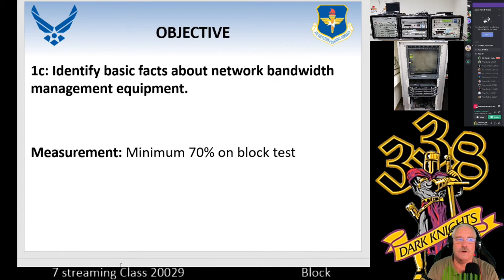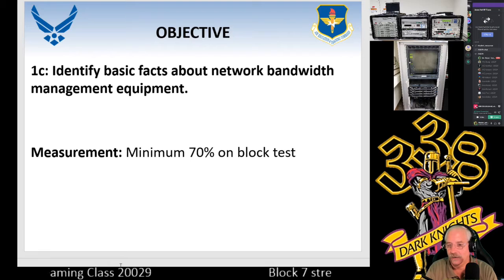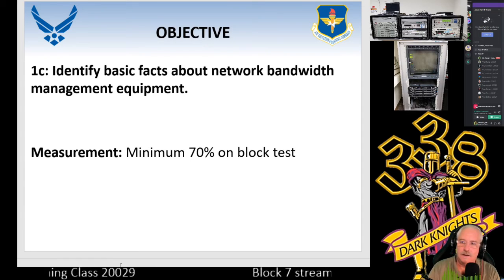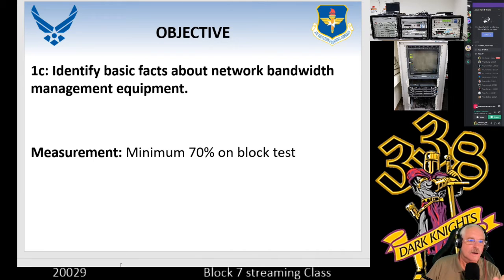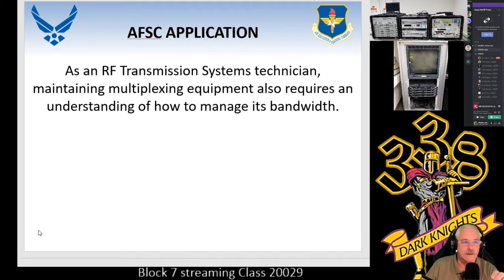So next we're going to go over 1 Charlie, 1 Delta, 2 Alpha, and then the NSM Tech Manual. So let's look at 1 Charlie. We're going to identify basic facts about network bandwidth management equipment. Yeah, we're going to have to deal with bandwidth all the time.